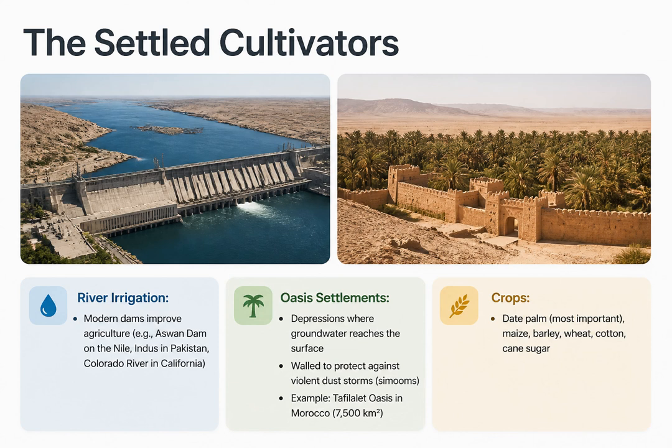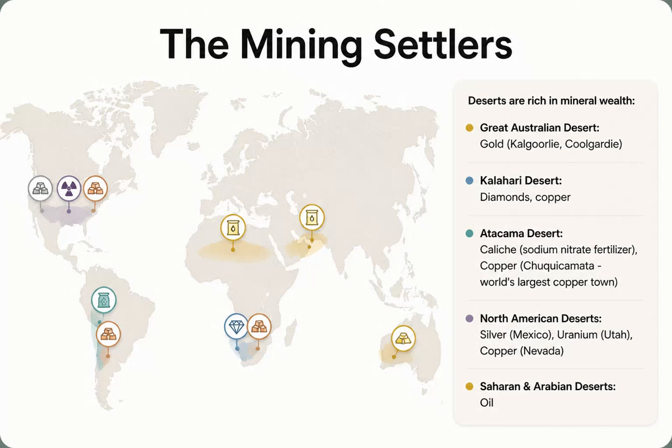These settlements are often walled to keep out violent dust storms known as samums. Here, the date palm is the king of crops, alongside maize, wheat, and even cotton. Beyond agriculture, deserts have attracted large populations due to their immense mineral wealth. The discovery of resources has literally built cities in the sand.